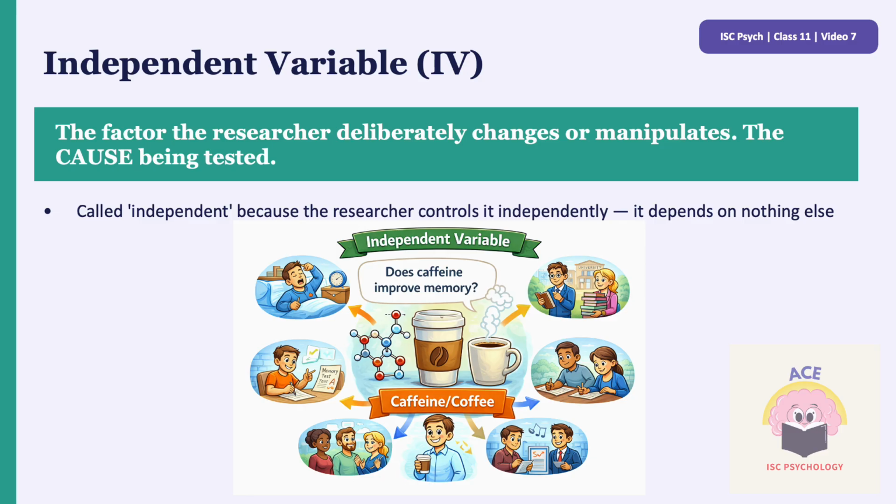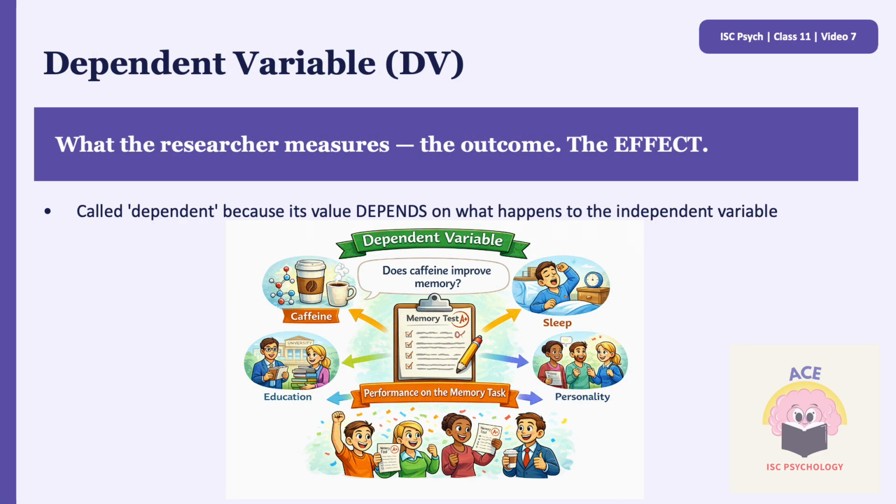The independent variable is the factor that the researcher deliberately changes or manipulates. It is the cause, the thing that is being tested. It is called the independent variable because the researcher controls it independently. It does not depend on anything else in the experiment. The dependent variable is what the researcher measures, the outcome. It is the effect. It is called dependent because its value depends on what happens to the independent variable.